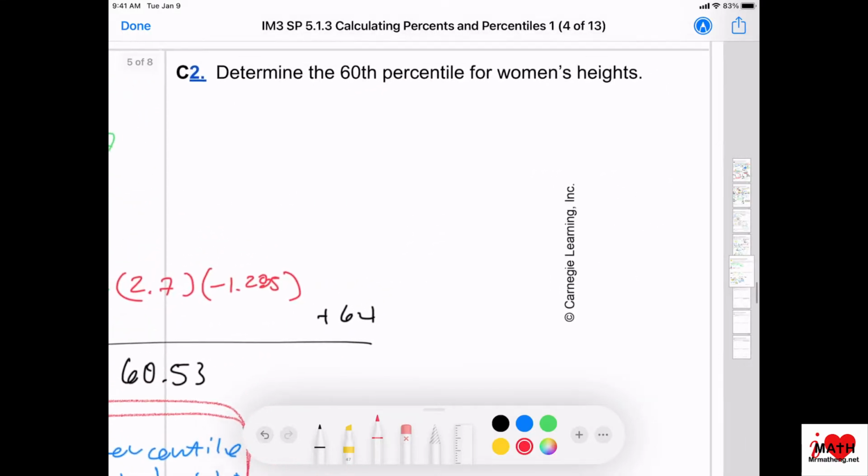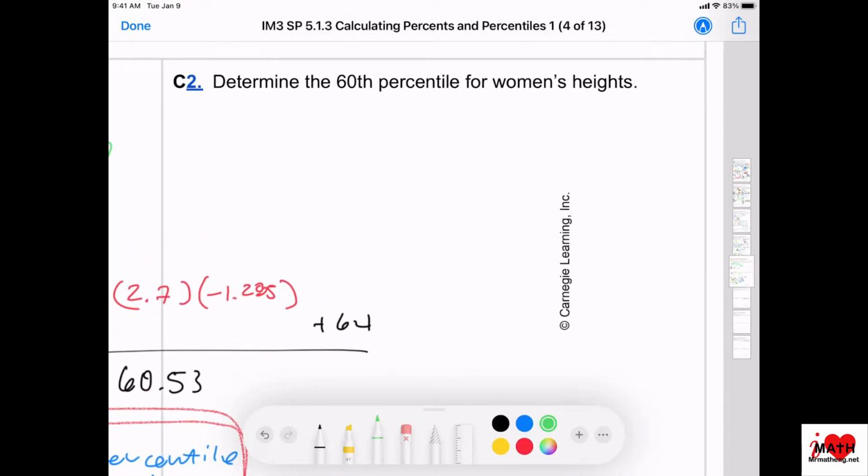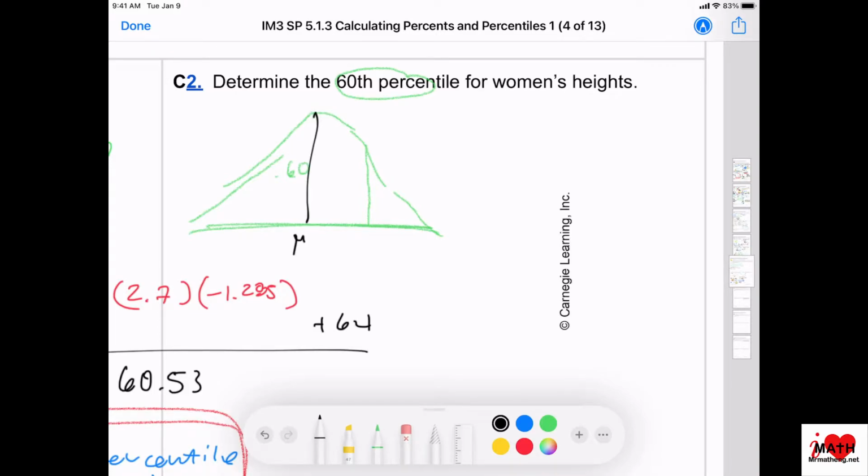Let's try C2. Let's draw a picture. And we're basically saying that all of this is representing 60%. We know that the mean in this problem is 64. We know that standard deviation is 2.7. And basically, we're trying to find out this value for x. Again, we know that this all represents 60%. So, step number 1, here's my picture.